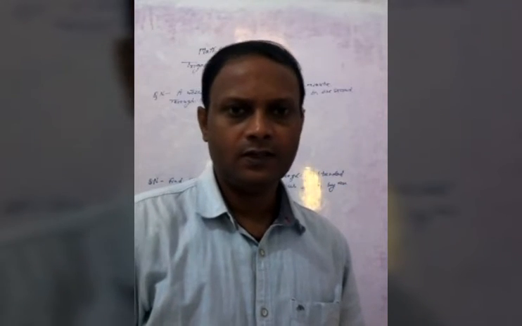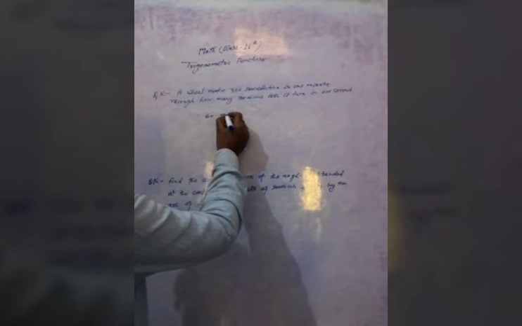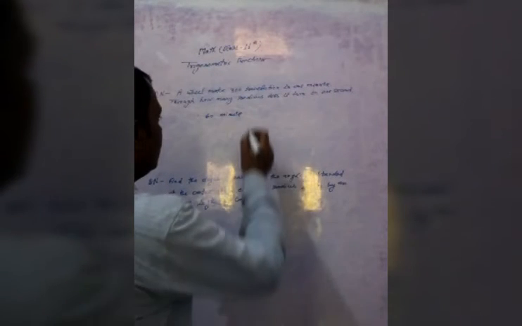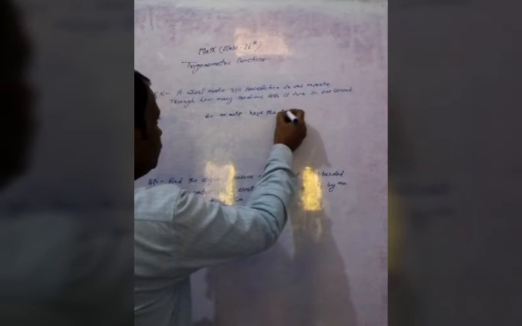और अब हम आगे इसके क्वेश्चंस बढ़ेंगे। Now the question is: a wheel makes 360 revolutions in 1 minute. Through how many radians does it turn in 1 second? एक पहिया है जो 360 चक्कर लगाता है 1 मिनट में, तो 1 सेकेंड में ये कितने रेडियन का टर्निंग देगा आपको ये ज्ञात करना है। So first of all, since 360 revolutions in 1 minute, since 60 minutes have the number of revolutions.